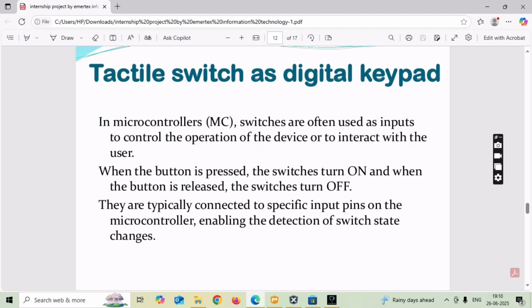Then we can see the tactile switch as a digital keypad. By hearing the name tactile switch, we can understand that it is a type of switch which is used in digital keypads. In microcontrollers, switches are often used as inputs to control the operation of the device or to interact with the user. When the button is pressed, the switch turns on, and when the button is released, the switch turns off. They are typically connected to specific input pins on the microcontroller, enabling the detection of switch state changes.